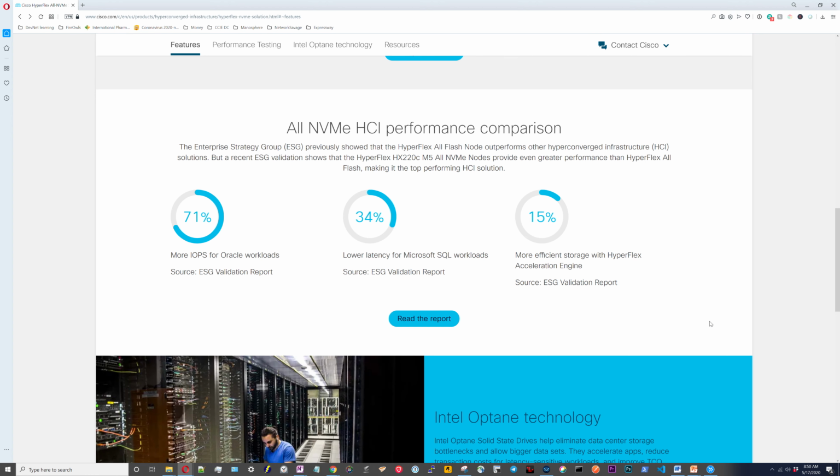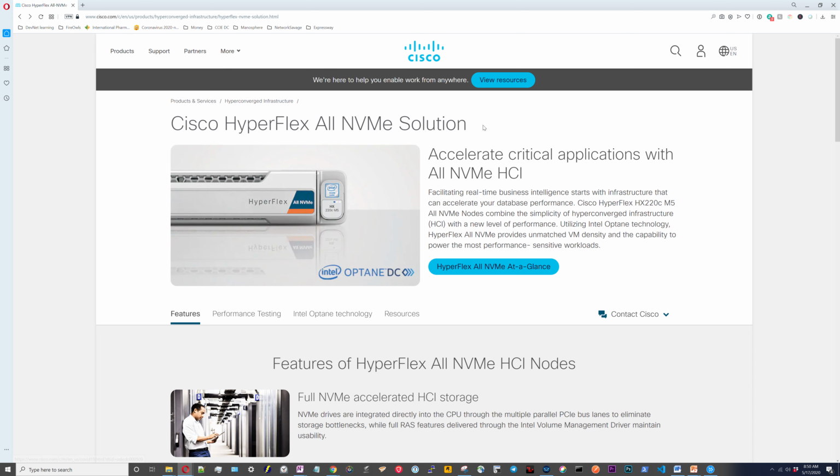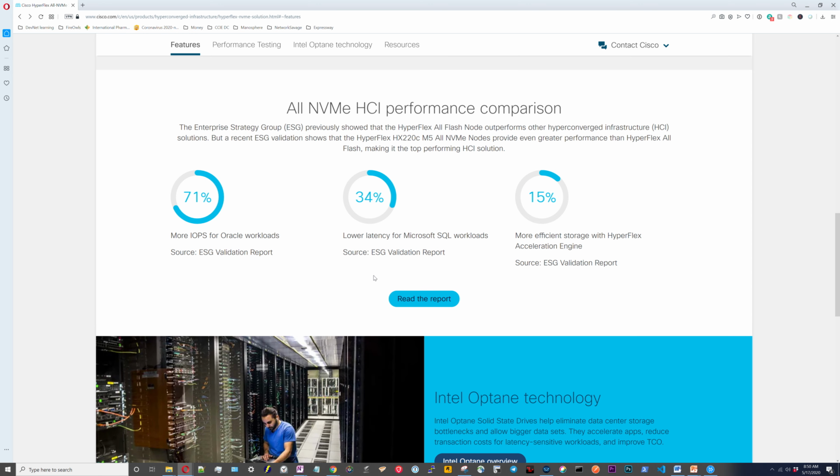All right, so here we are out at Cisco's site, and this is what I was talking about. This is a page just for the Cisco HyperFlex all NVMe solution. And then they provide a report here that shows the lower latency for Oracle, Microsoft SQL, and other applications as well.